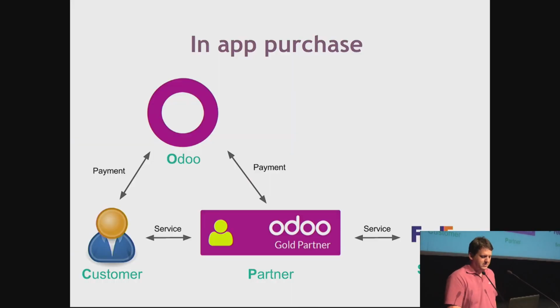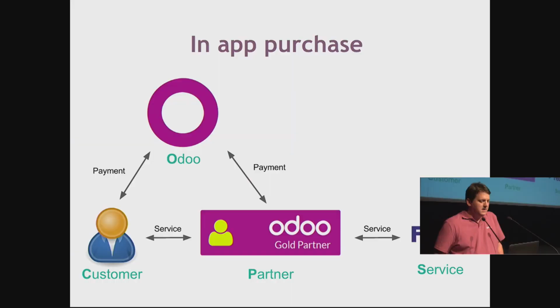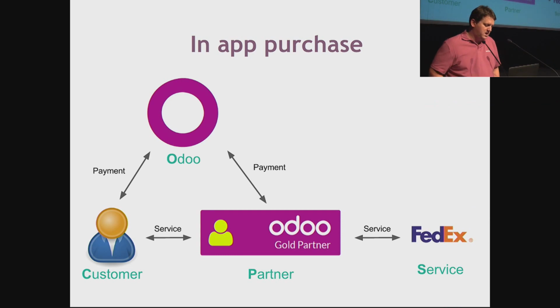So how does it work? You have basically 4 different players. You have Odoo, us. You have the customer that is using the software. You have the partner that will develop the connector to a service, and you have the service itself, like FedEx, an SMS gateway, an accountant or a translator. To remember this, it's COPS, COPS.